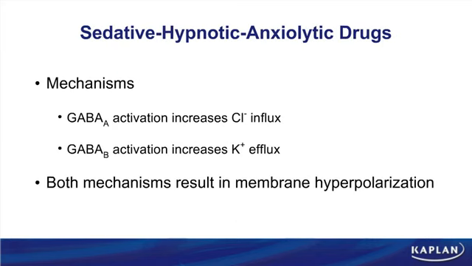Whether it's GABA-A or GABA-B, both of these types of receptors are going to be an inhibitory effect. Both result in membrane hyperpolarization. GABA-A activation increases chloride ion influx, whereas GABA-B activation is going to increase potassium efflux. Again, both actions are inhibitory.